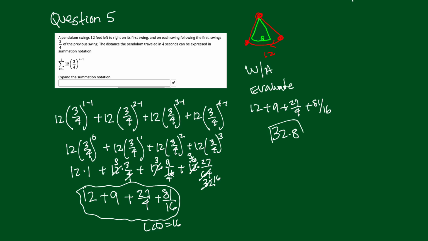All right, so here's what it says: this pendulum is swinging left to right. You start the swing over here, and it'll keep going like this, 3/4 each time. How far does it go all in all before it stops? Well, what we're saying is, this is in feet, so the whole thing is going to go 32.8 feet.